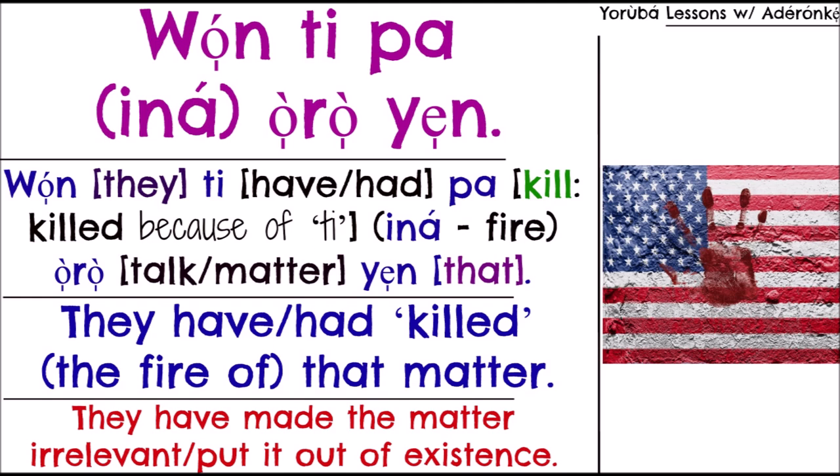T is have or had. Pa is to kill. It becomes killed because of the T. You can't say they have killed or they had killed, you have to say killed, I suppose. Ino is fire. Oro is talk, or like a matter or a situation. It could be situation, but it would be situation as a synonym for matter. Nye is that.